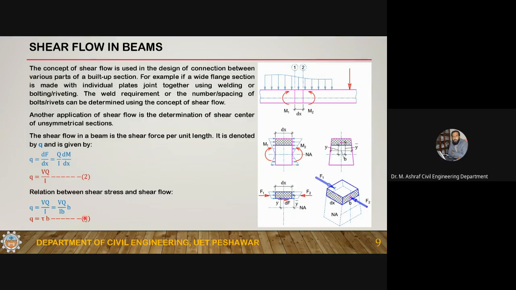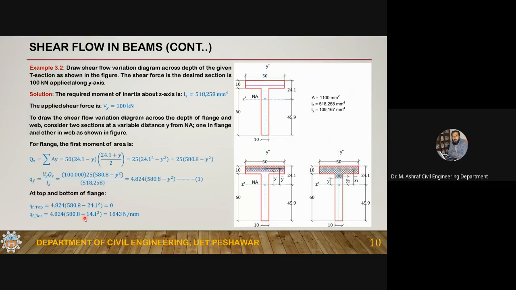Okay, shear flow. Now let's solve the same example which we solved for the case of shear stresses. So draw the shear stress variation and shear flow variation diagram across the depth of the given T section as shown in the figure. The shear force at the desired section is 100 kilonewton applied along the y-axis. Okay, so the shear force is acting in this direction.